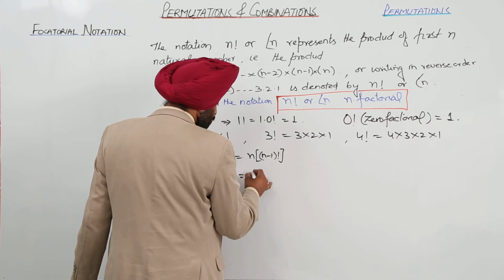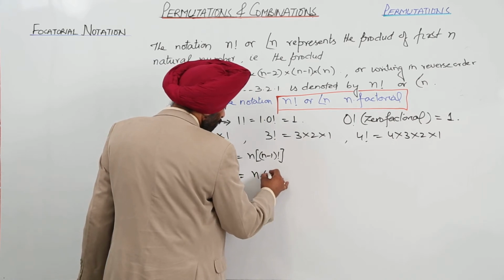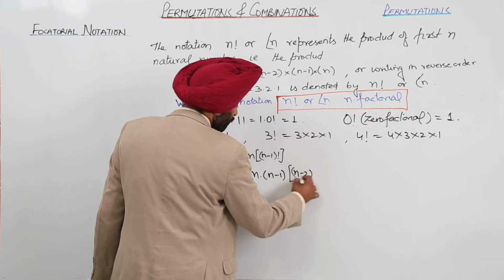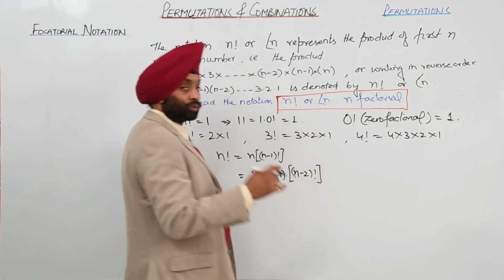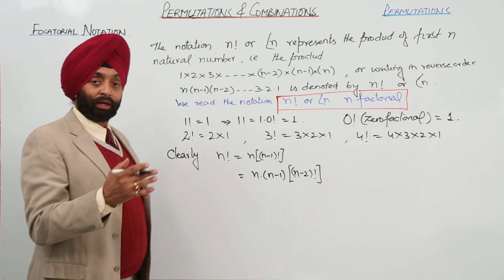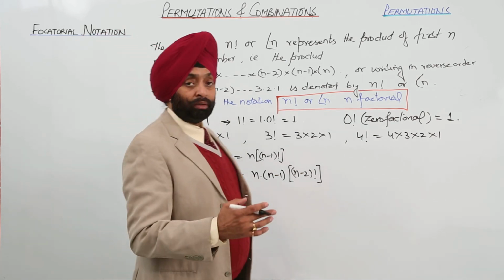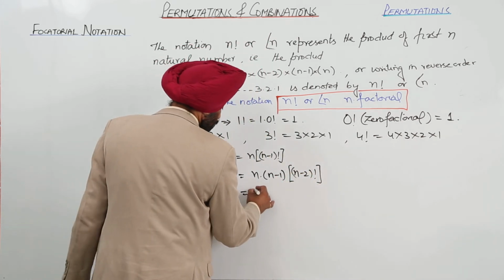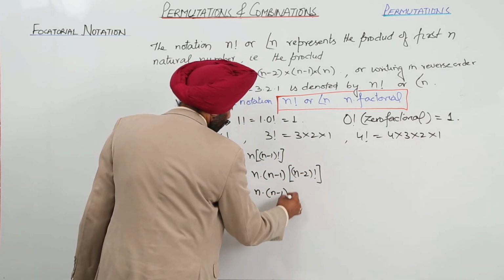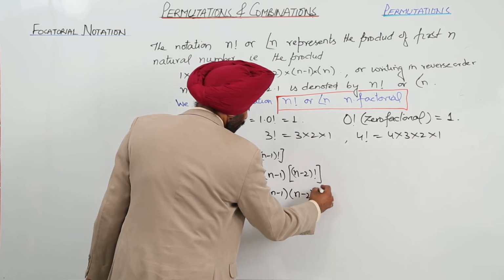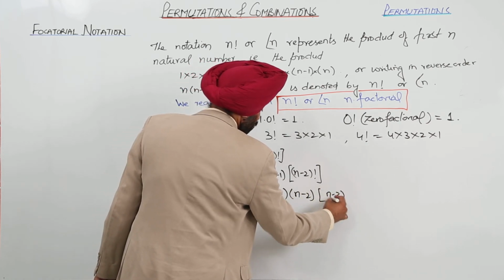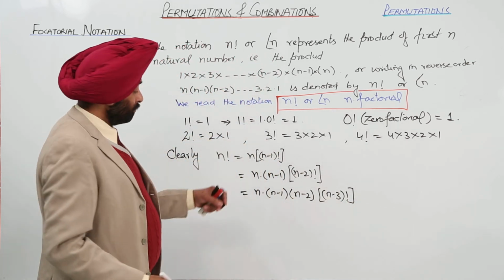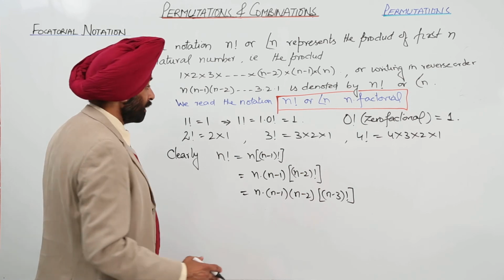Now just look, if I am writing n minus 1, then the next term will be n minus 2 factorial. Wherever we have to stop, unless and until we are not getting 1, we have to put a factorial there. Is it clear? So similarly we can write n minus 1, next will be n minus 2, then it will be n minus 3 factorial. So like this we can go for the factorial part.